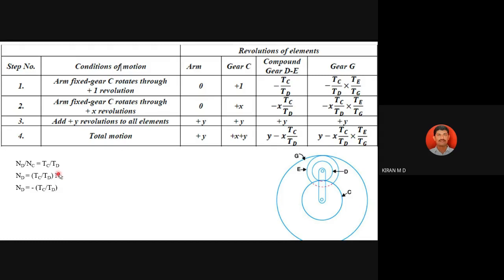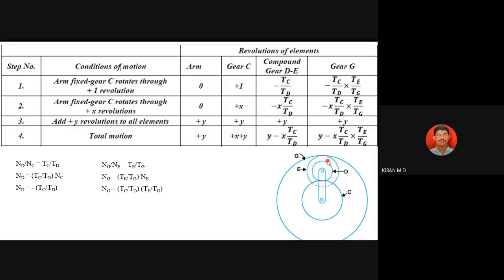What is NC? The speed of gear C is +1 revolution. So it is TC by TD, and I am taking the minus sign because it will rotate in the opposite direction. So minus TC by TD. This is the speed of gear D or gear E. Both are the same.